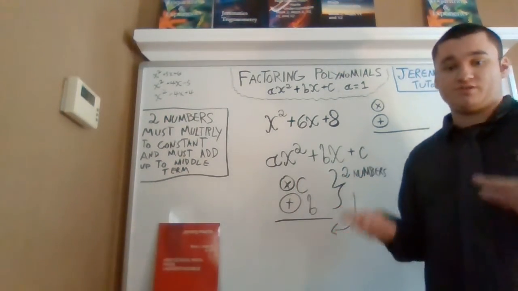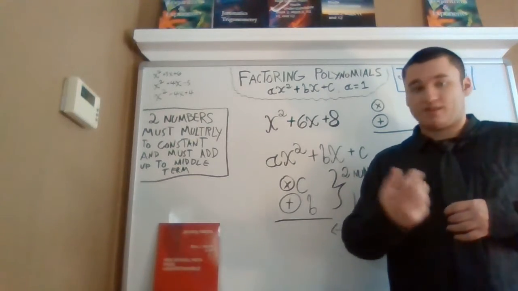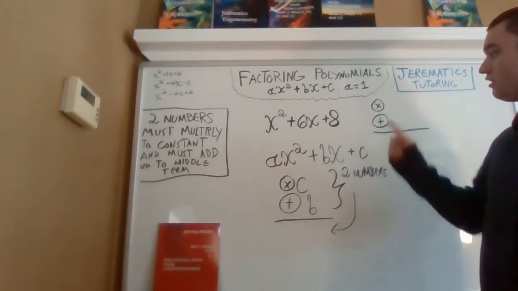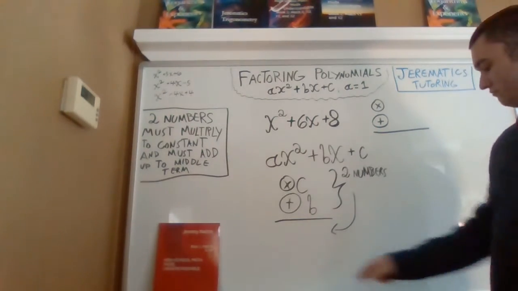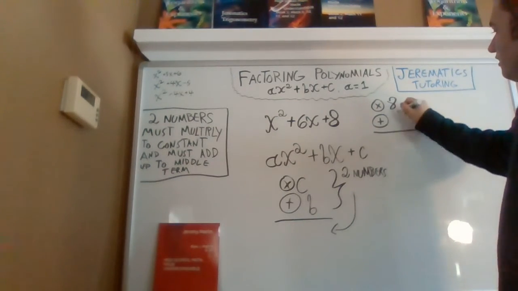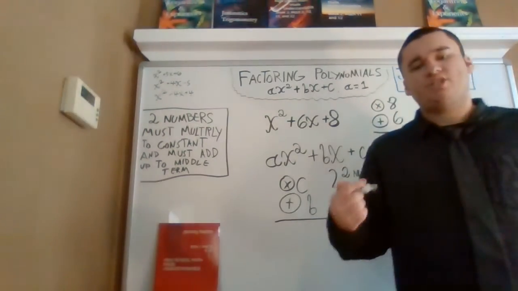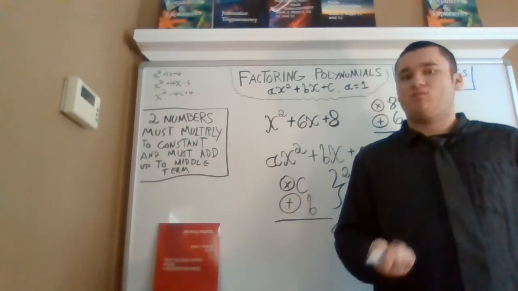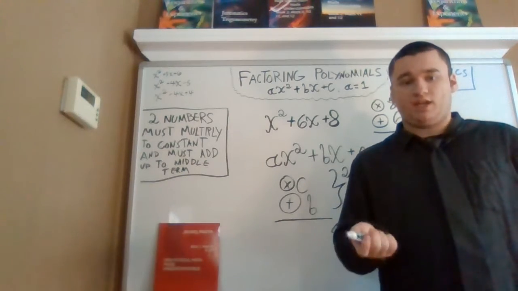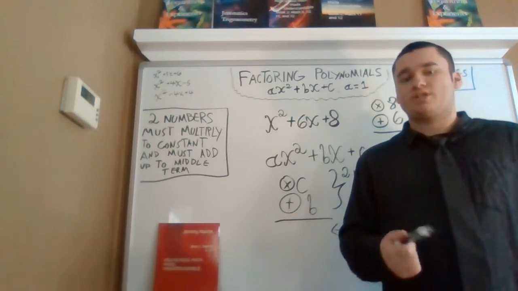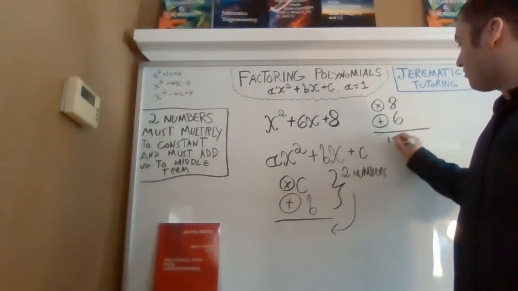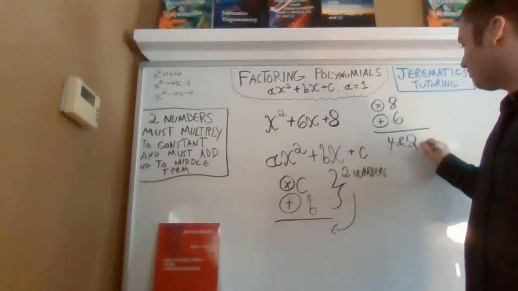And what are those two numbers? Well, it requires a bit of mental math, but you just guess and check. That's the best way to go at these kind of problems. So we got 8 and 6. So I'm going to write that down in our table. So two numbers must multiply to 8, and they must add up to 6. Which two numbers multiply to 8? Well, there's 8 and 1, but 8 plus 1 is 9, so it's definitely not 8 and 1. 4 and 2. 4 times 2 is 8. What's 4 plus 2? 6. There we go. We found our two numbers. Our two numbers are 4 and 2.